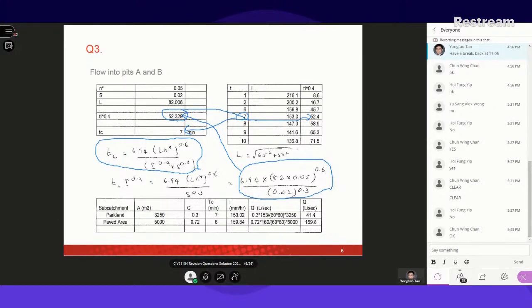Then we can calculate the peak flow to pit A. It is the area times the runoff coefficient times the intensity from the IDF curve or table, which gives the peak flow to pit A. For the paved area, the time of concentration is given, so we can easily get the peak flow to pit B.